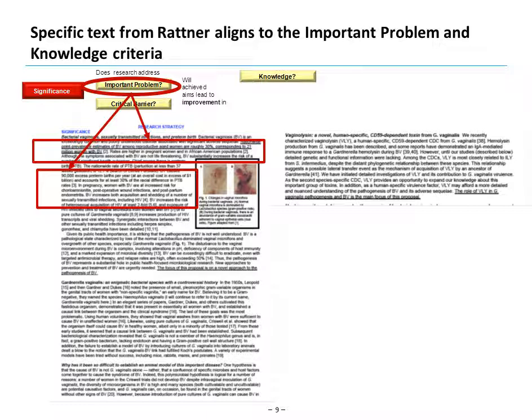Plus, women with bacterial vaginosis are at increased risk of acquiring sexually transmitted diseases. The importance is clear. There's another importance too. The particular toxin that they are investigating, VLY, provides an opportunity to expand knowledge about that whole group of toxins, not just this specific one that they are looking at.